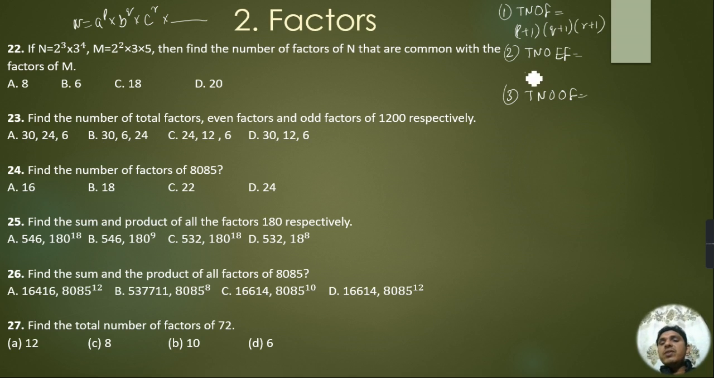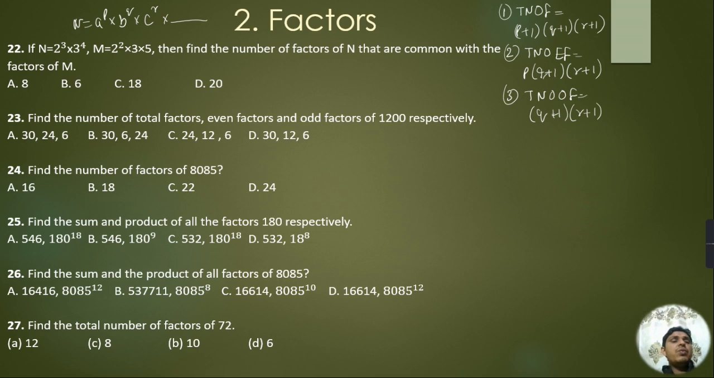And the total number of even factors is given as p multiplied by (q plus 1) multiplied by (r plus 1), if the number includes the least prime factor as 2, right? Okay, if not, we will discuss later. The total number of odd factors can be given as (q plus 1) multiplied by (r plus 1).